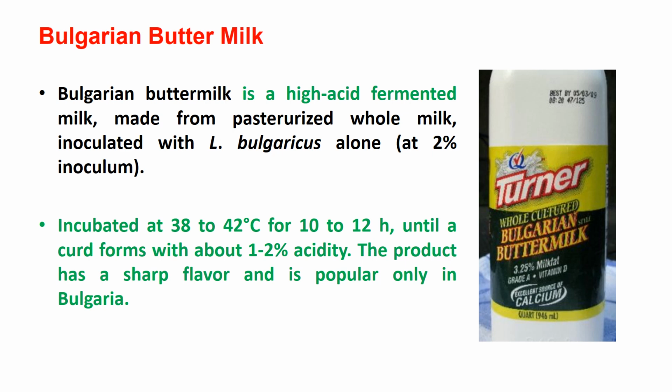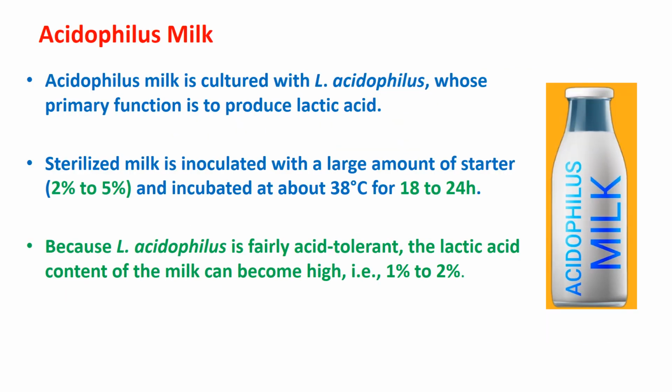The product has a sour flavor and is popular only in Bulgaria. So here fermentation is done with only one culture, and it is allowed to grow for a longer period. Naturally acidity will be high. Now from this, when we make the buttermilk, that is called Bulgarian buttermilk. Now we will understand about Acidophilus milk.